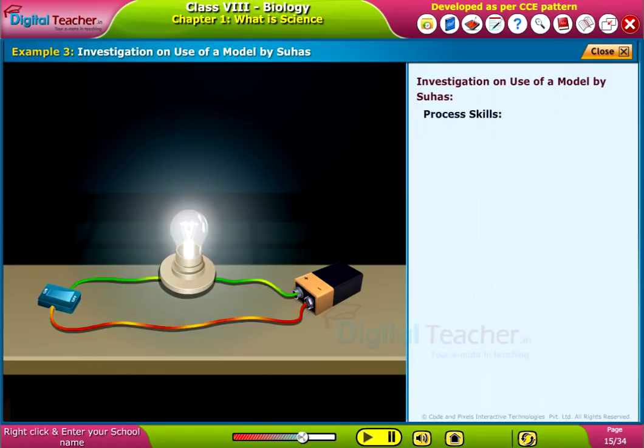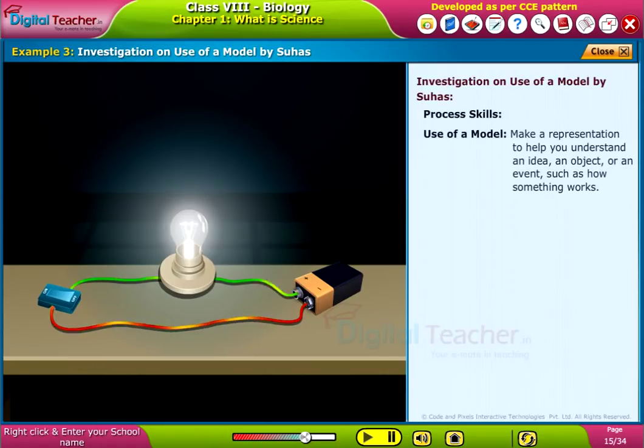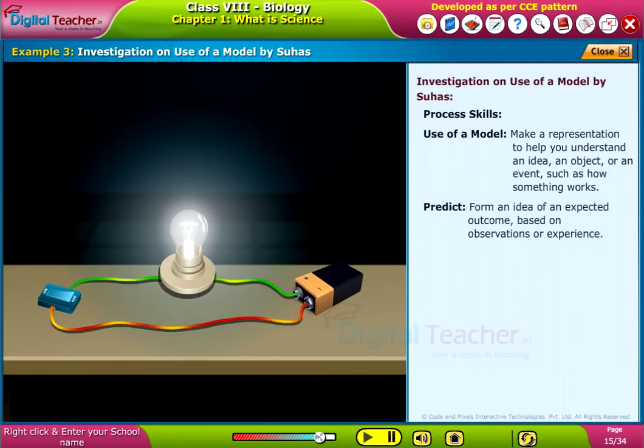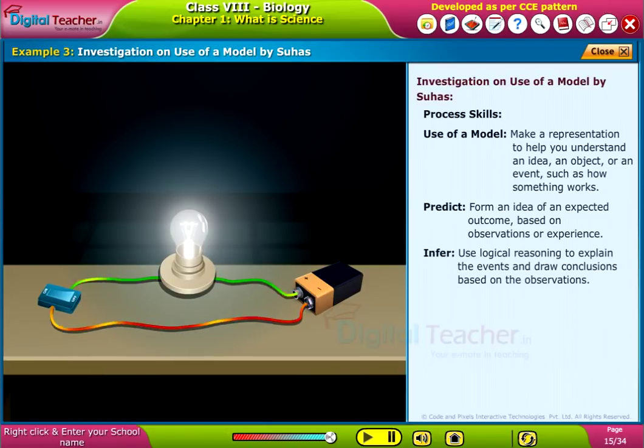Process skills. Use of a model: make a representation to help you understand an idea, an object, or an event, such as how something works. Predict: form an idea of an expected outcome based on observations or experience. Infer: use logical reasoning to explain the events and draw conclusions based on the observations.